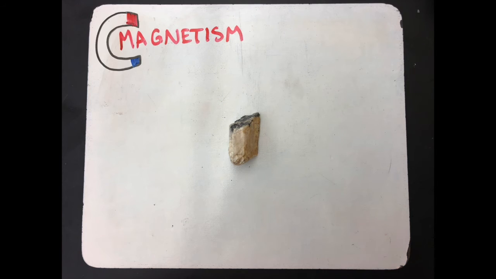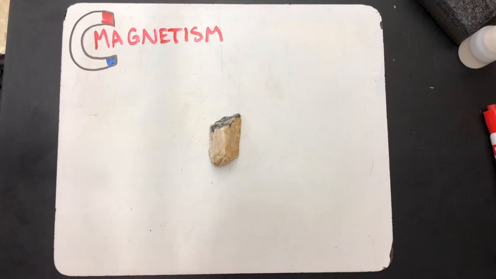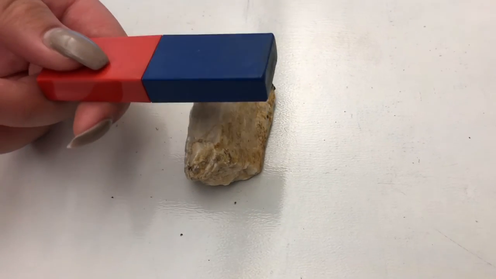Now is the magnetism test, to check if a mineral is magnetic. To test this, simply take a strong magnet to see if the mineral is attracted to it. Ours is not, therefore it is not magnetic.